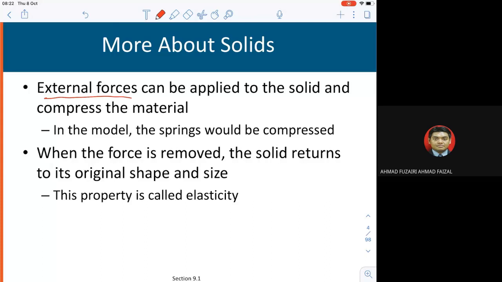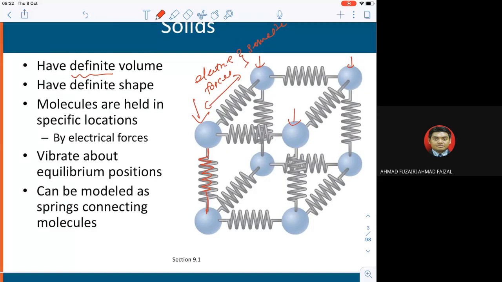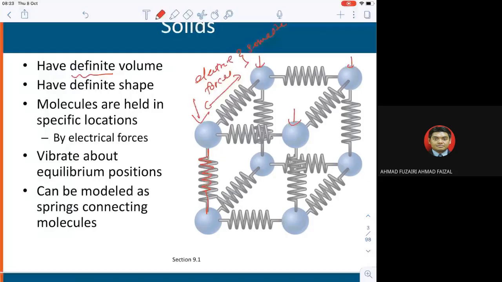It is very good to understand that a solid can return to its original shape because of elasticity. So when we talk about solids, just imagine that the forces connecting everything are made from springs. From that you can imagine that all molecules, held in specific locations, may want to return to the original position. May want to return.